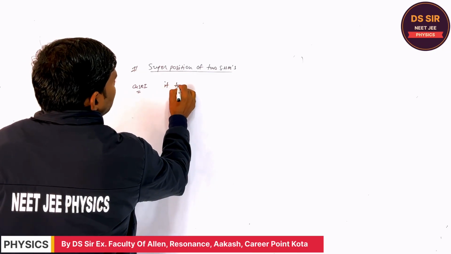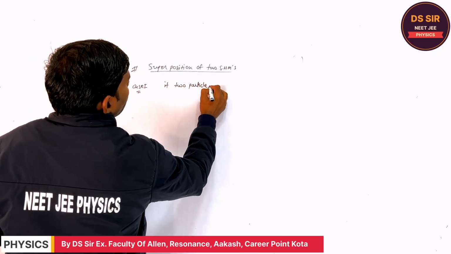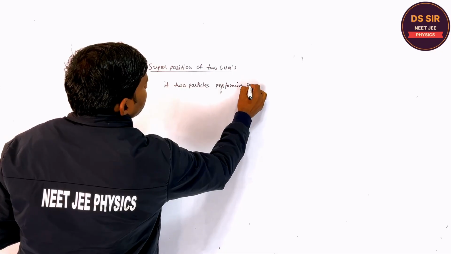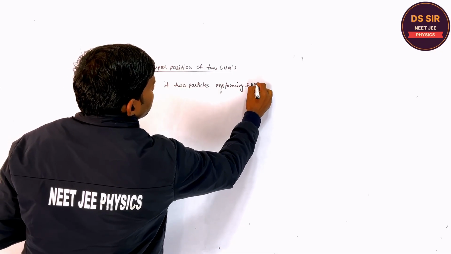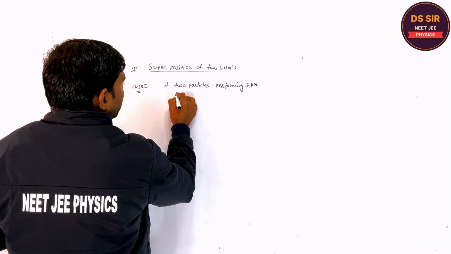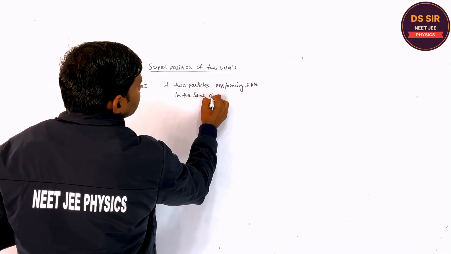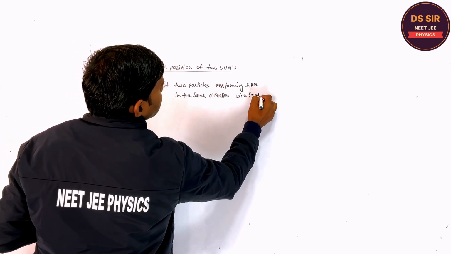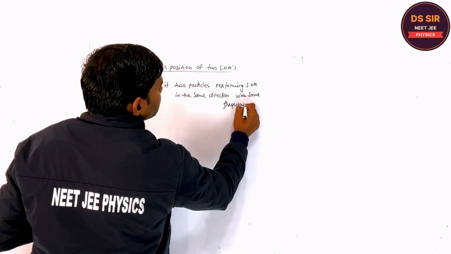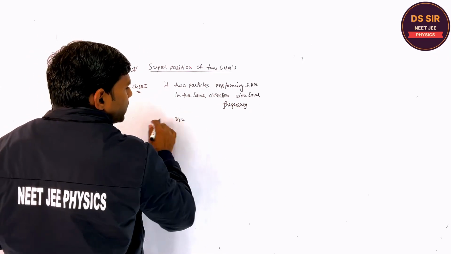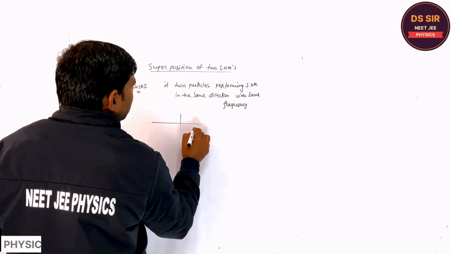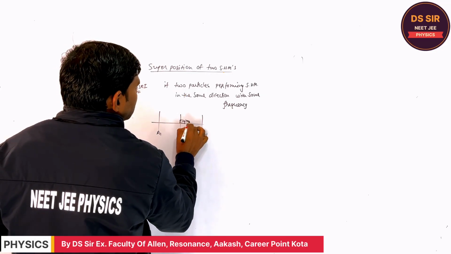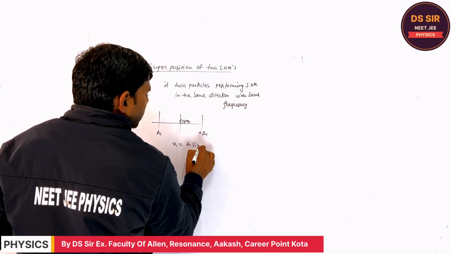If two particles are performing SHM in the same direction with the same frequency, right? Direction is same and the frequency is same. Suppose this is particle 1, the amplitude is a1, so what is x1? Say x1 is a1 sine omega t.